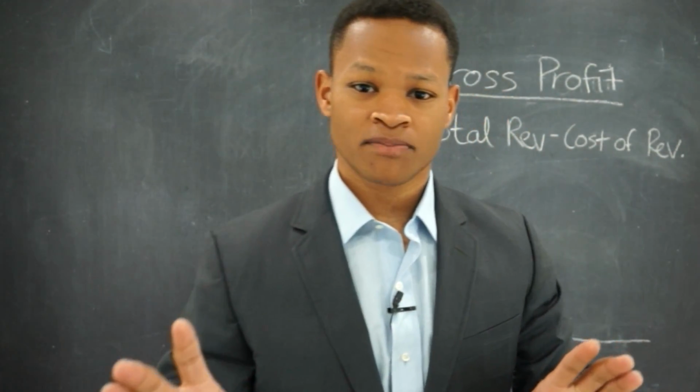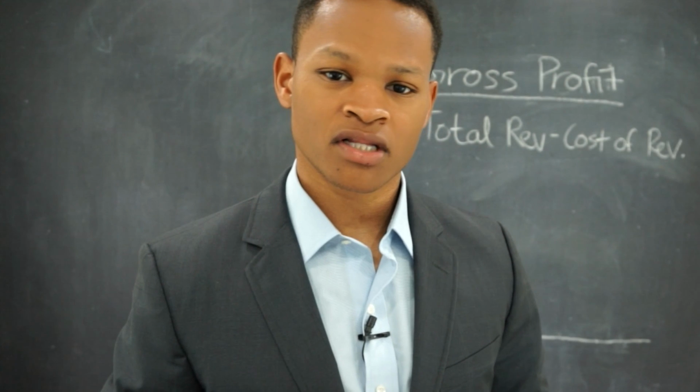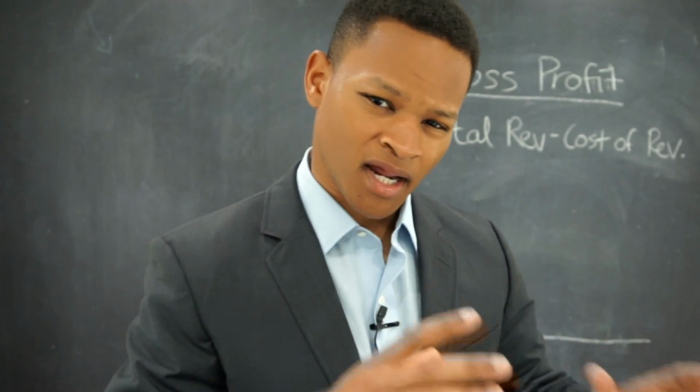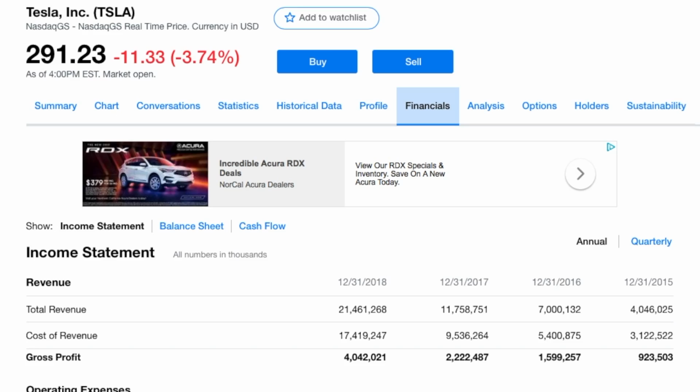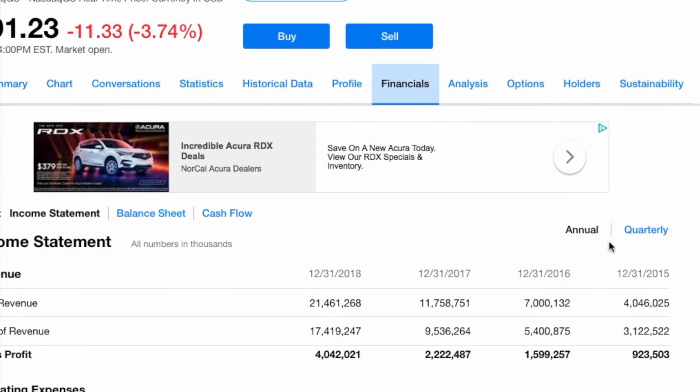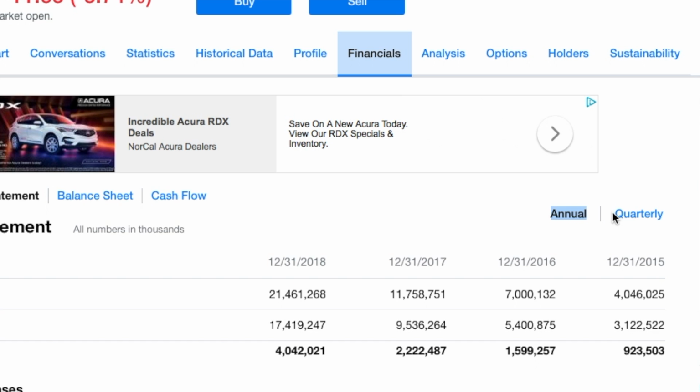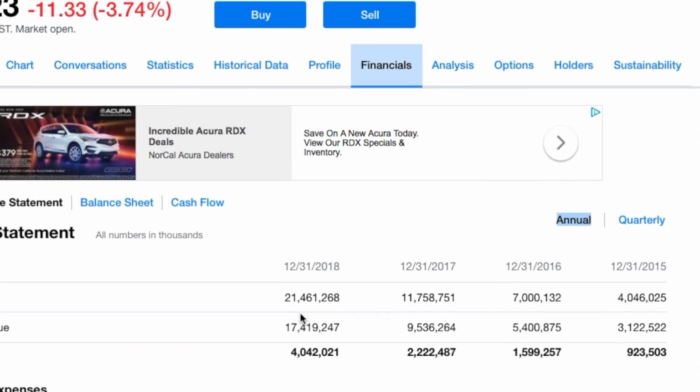Now, I know that seems very simple because it is, but let's look at a little illustration so that we can understand it a little more and understand its uses. So right now we're looking at the company Tesla, and we're on their income statement. Looking at the income statement, we see first that the numbers are in thousands and that there are two documents, the annual statement and the quarterly statement. These numbers are different. Right now we're looking at the annual statement.